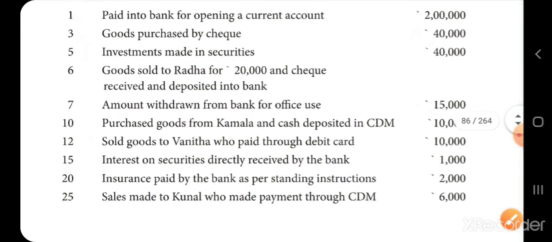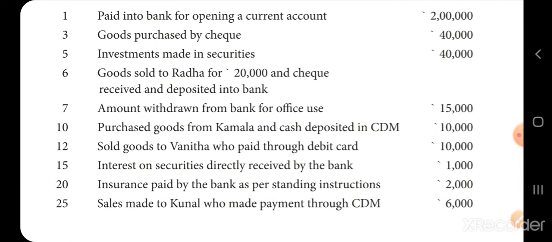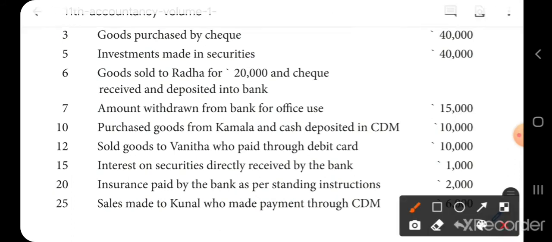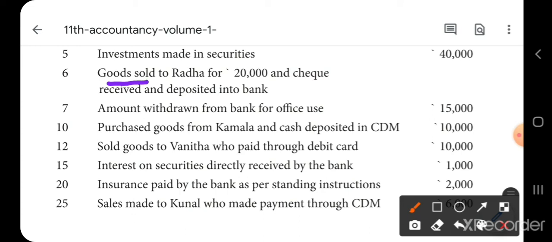Next, goods sold to Radha for 20,000. Okay. Now this transaction, see here, goods sold to Radha 20,000 and check received. I told you check receipt should be treated as cash receipt. But it is deposited in the bank on the same day. On the 6th they are receiving the check and on the same day it is deposited in the bank. That means in that case you have to treat it as a bank transaction. Okay. So now goods sold to Radha. What are the two accounts involved?